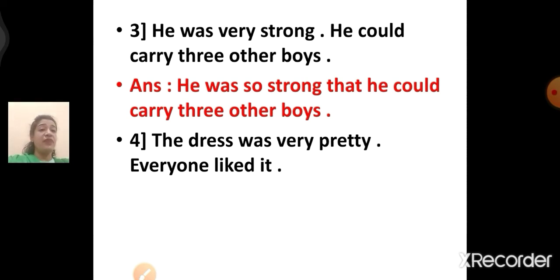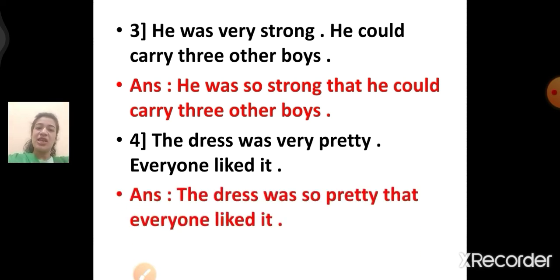The dress was very pretty. Everyone liked it. Yes, the dress was so pretty that everyone liked it.